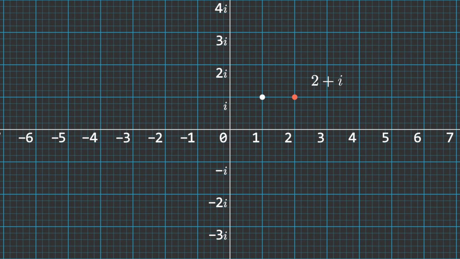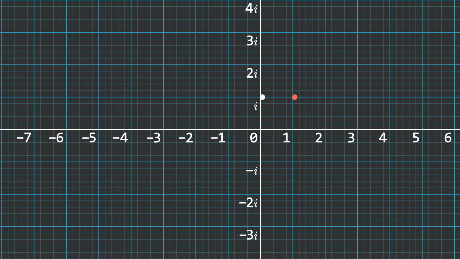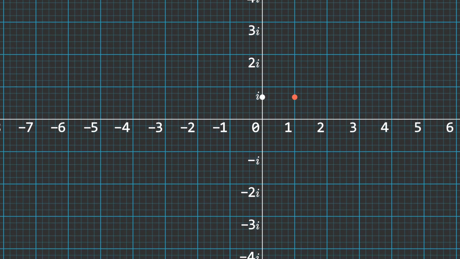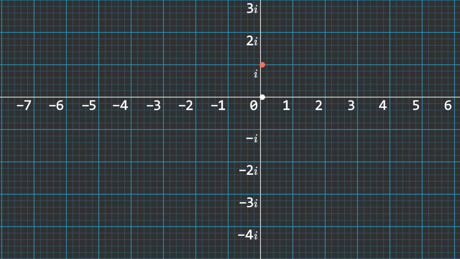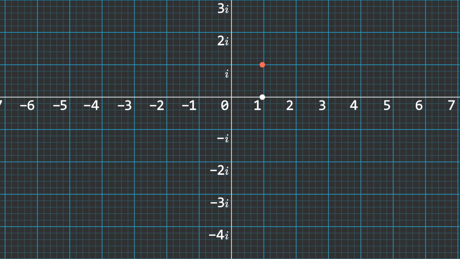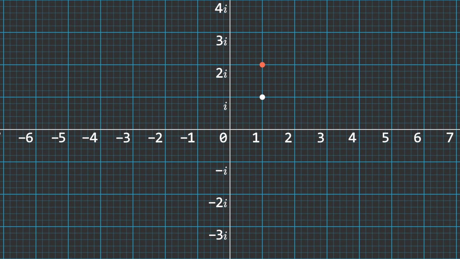Now we will talk about another application. Suppose I want to rotate the point 2 plus i by 90 degrees about the point 1 plus i, not the origin. So what will we do? First we will shift the origin to the point about which we want to rotate. Now we will rotate the point 90 degrees, then shift the origin back to its original place, so we get our rotated point about 1 plus i.